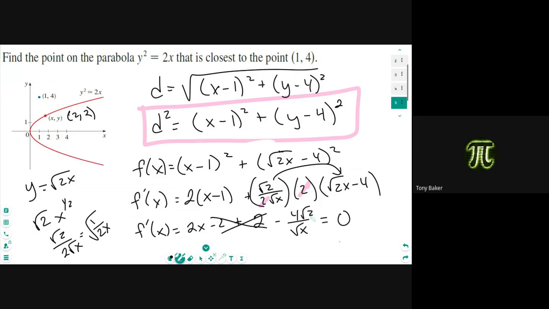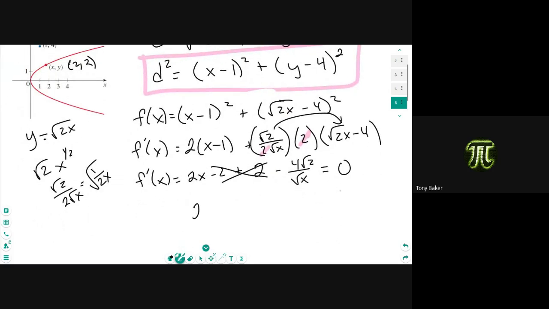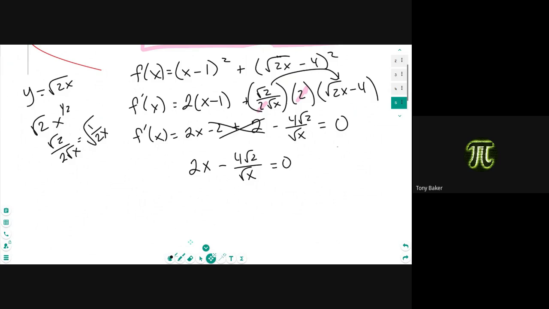It does, because you can. So I have 2x minus 4 square root of 2 over square root of x equals 0. So I have negative 4 square root of 2 equals 2x square root of x.